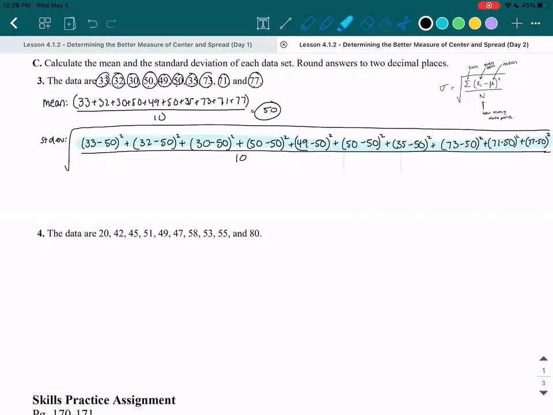So once I added all of that up, I got this. 2938. And then you just divide by 10. And then you square root.